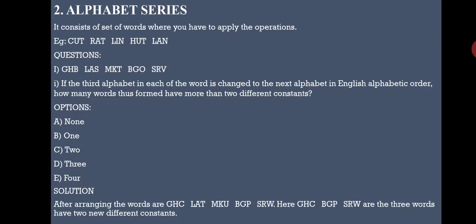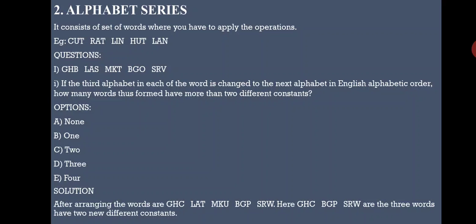So the second type is alphabet series. Here it consists of a set of words, where you have to apply the operation. Example is given as cut, rat, lend, hat and lan. So the first question is GHB, LAS, MKT, PGO and SRV.